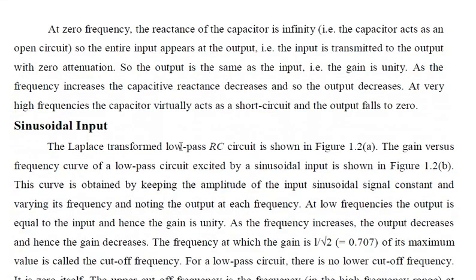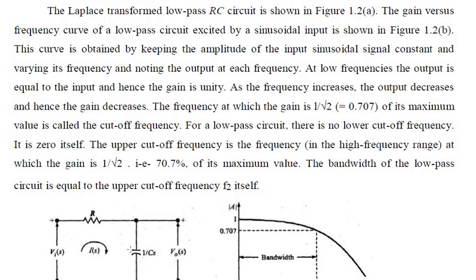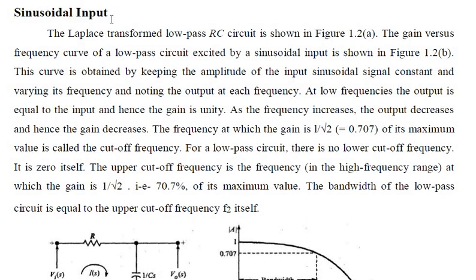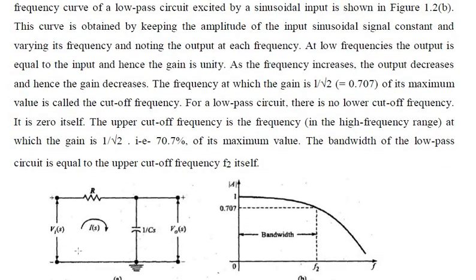Now see the first one, sinusoidal input. We are going to produce a sinusoidal waveform. The first one I am considering is the sinusoidal input. If the input voltage is sinusoidal, then what will be the expression and how will it be obtained? The Laplace transformed low pass RC circuit for this one is given over here. The same RC circuit, you are having Vi(s), nothing but the input voltage, and V0(s), the output voltage.